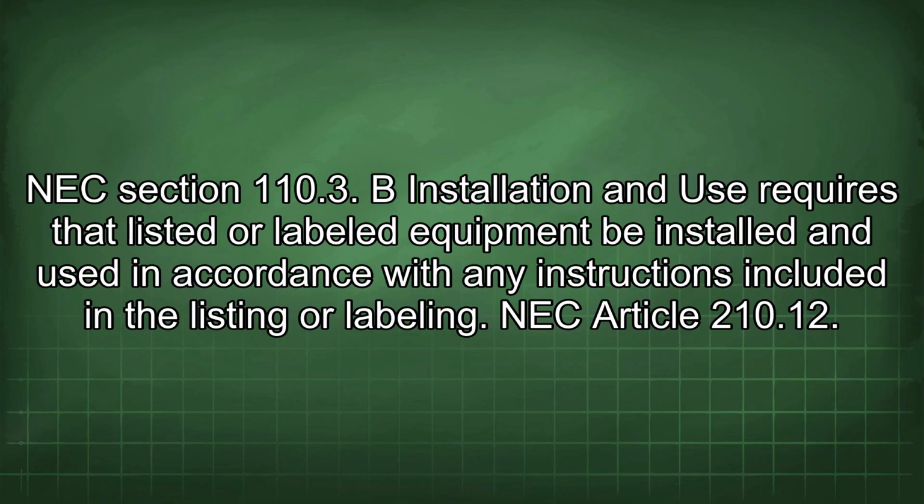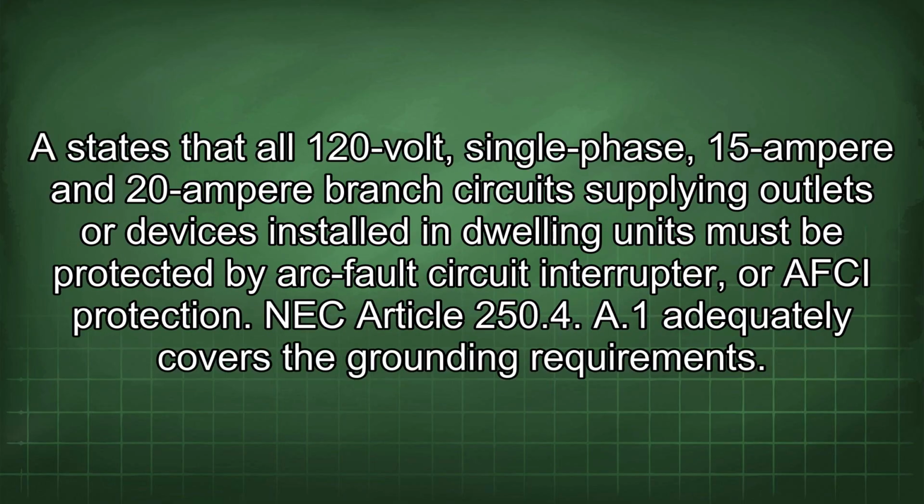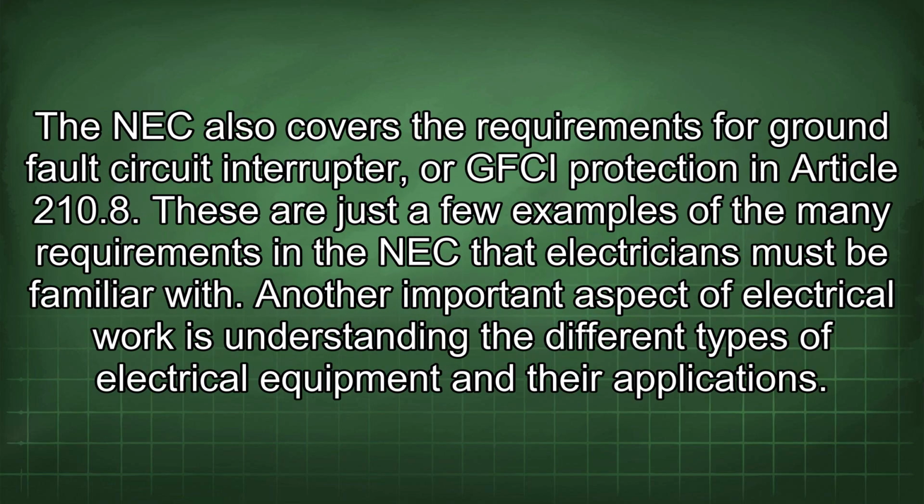NEC Article 210.12 states that all 120-volt, single-phase, 15-ampere and 20-ampere branch circuits supplying outlets or devices installed in dwelling units must be protected by arc fault circuit interrupter or AFCI protection. NEC Article 250.4(A)(1) adequately covers the grounding requirements. The NEC also covers the requirements for ground fault circuit interrupter or GFCI protection in Article 210.8. These are just a few examples of the many requirements in the NEC that electricians must be familiar with.